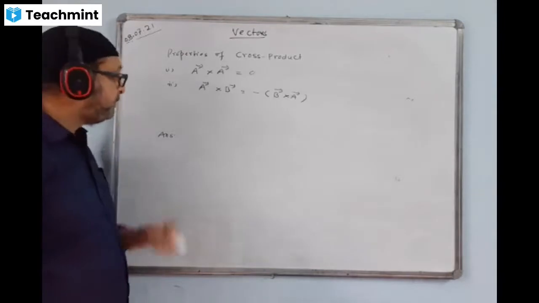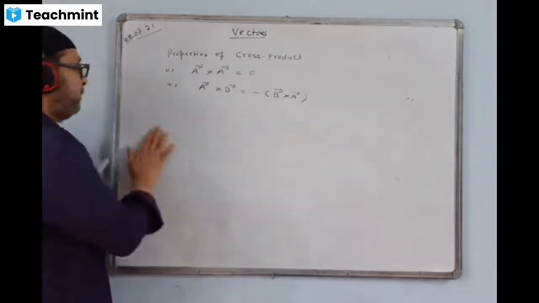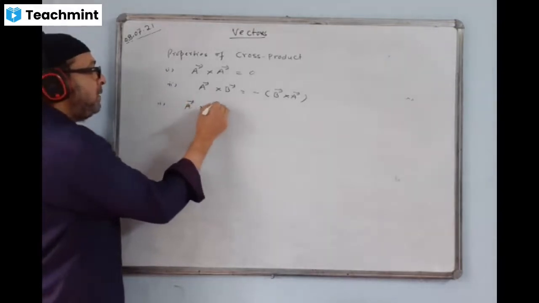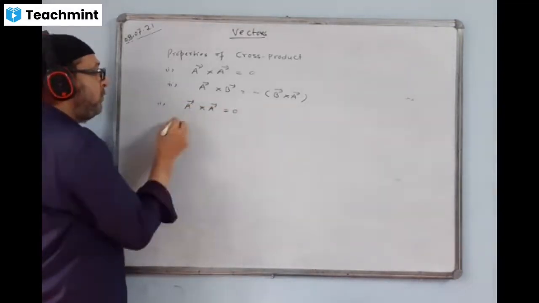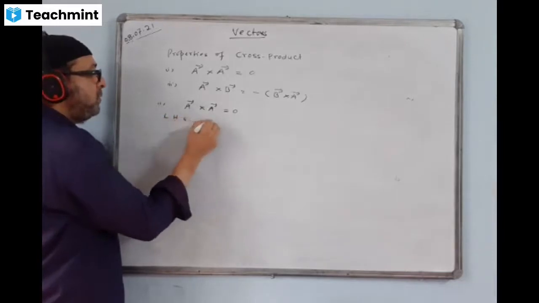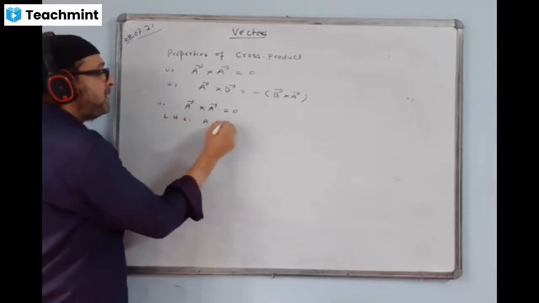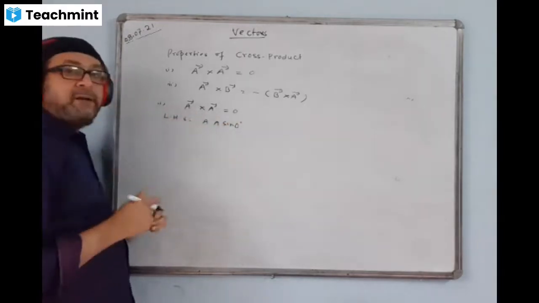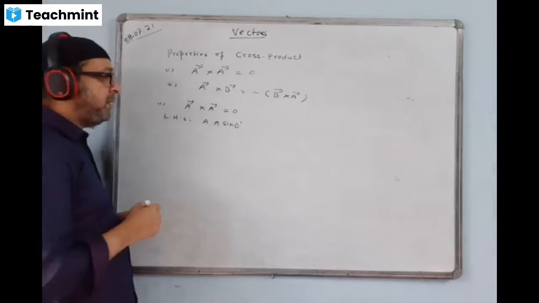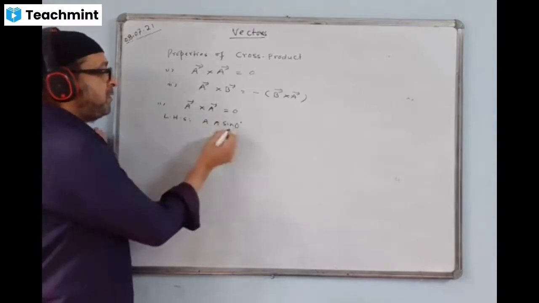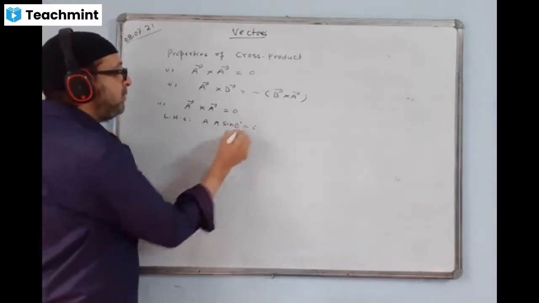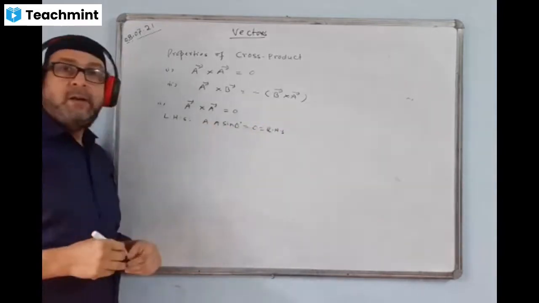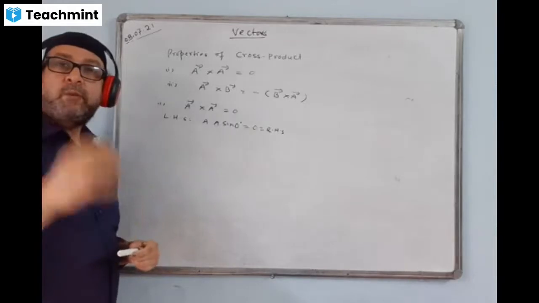Okay. Let us prove this one now. First one, how to prove? I'll just show you A cross A equal to 0. How do we prove? We'll take LHS of the question. Here I wrote A A sin theta. What is the angle between the two same vectors? The angle is 0 degrees. Theta value is 0 degrees. Sin 0 is 0, the entire thing becomes 0, which is equal to RHS. So proved. So A cross A, the answer is 0.